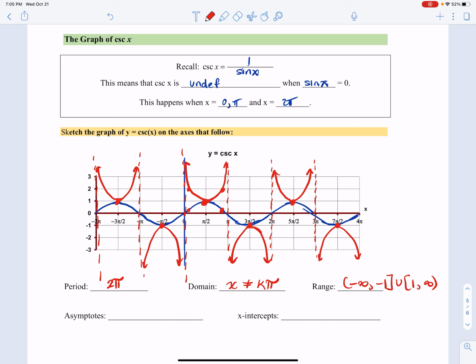As far as the asymptotes go, x is equal to k pi. Remember, domain and asymptotes kind of complement each other, right? And x-intercepts, well, there are no x-intercepts. The graph never crosses the x-axis. So this is a weird one, okay?